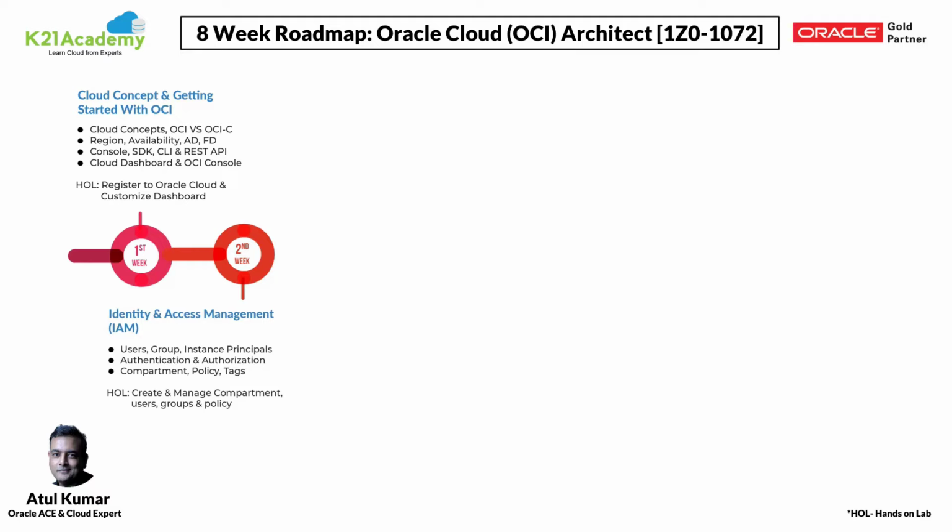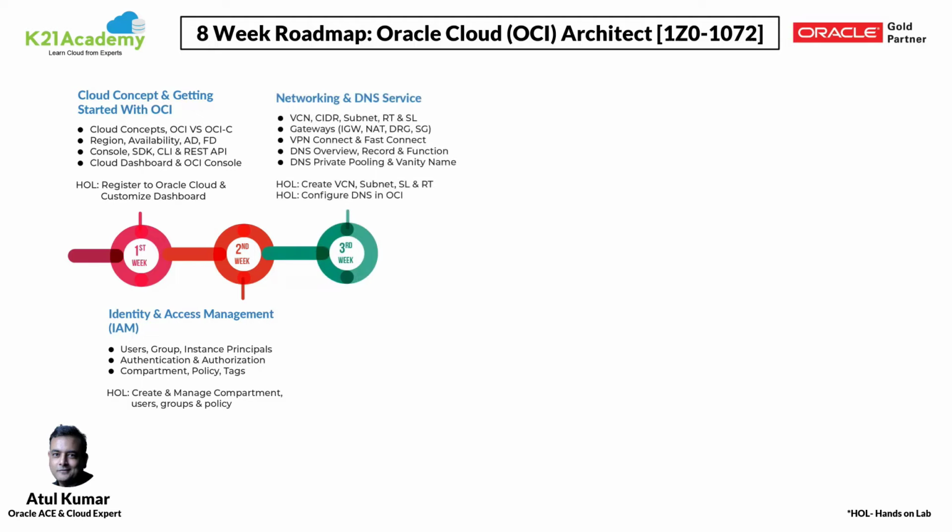Then in week two, you work on identity and access management. That's basic identity and access management, managing users, groups, instance principal, authentication, authorization, compartments, policies, and tags, and actually create these artifacts. Then in week three, you look at networking. So the basic networking like virtual cloud network, CIDRs, subnets, route tables, security lists, gateways, and then also understand the DNS, which is domain name service, which are available in OCI. And then actually do the hands-on for this.